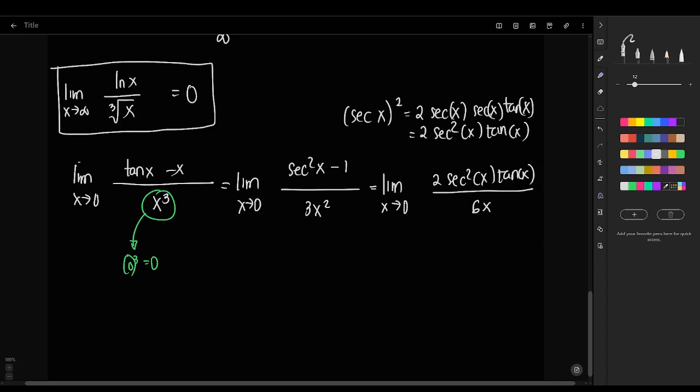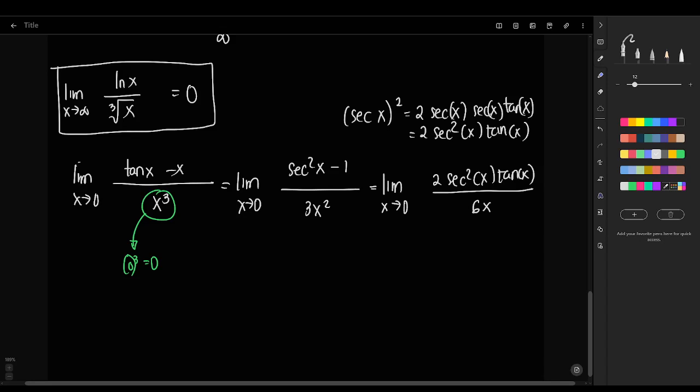Okay, how about this? Could you simply plug in the value of 0 here to the equation? When you plug in the value of 0 to secant squared x, this will be equivalent to 1, right? So yeah, that is 1.